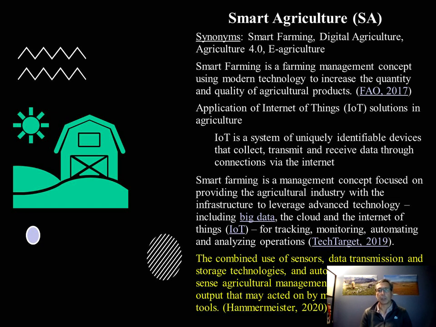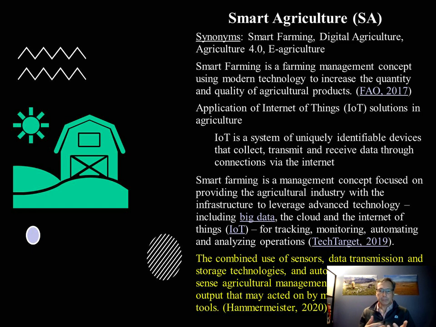The FAO defines smart farming very simply as a farming management concept using modern technology to increase the quantity and quality of agricultural products. I think that smart farming is a little bit more than that. It starts to lean towards the application of the Internet of Things, which is basically connecting all of the different components through the Internet together to have automated decision making and automated sensing of what's going on in the environment. However, I think that perhaps smart farming is a little bit more than just the Internet of Things. So all the things that are connected to the Internet.